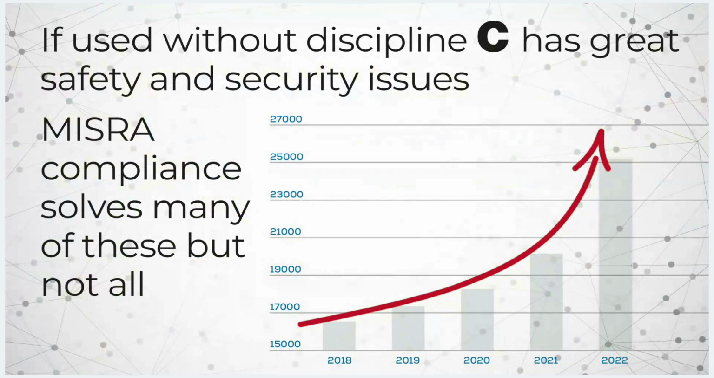Of course, C has its own problems. In particular, it has problems related to safety and security issues. So in this slide, you can see that the number of vulnerabilities recorded by CERT is increasing steadily. And actually, the increase rate is growing. Half of these vulnerabilities are basically due to programming mistakes made in C code. There are mitigations, of course. For example, MISRA compliance is one of the ways that industry has found to solve many of these language issues, but not all of them.